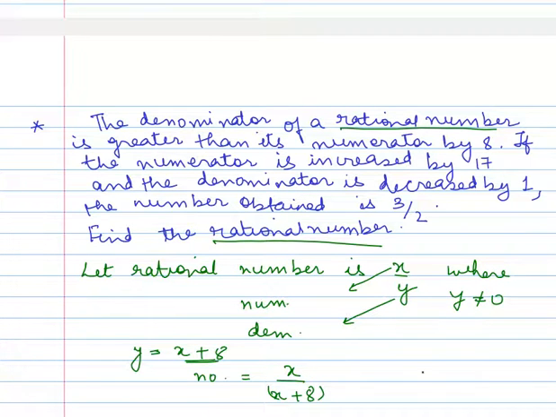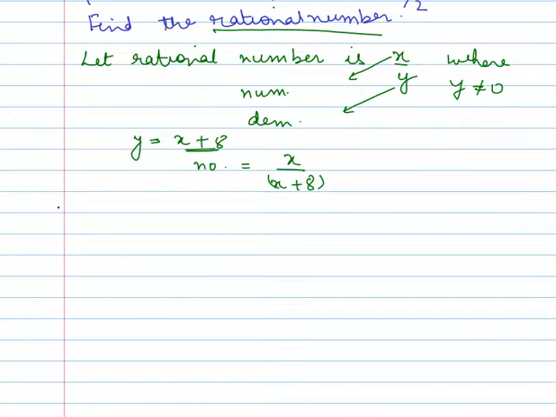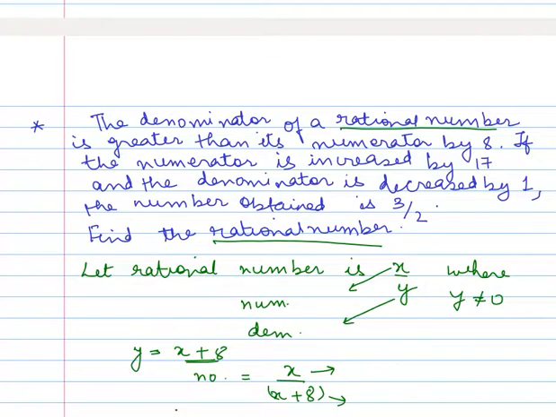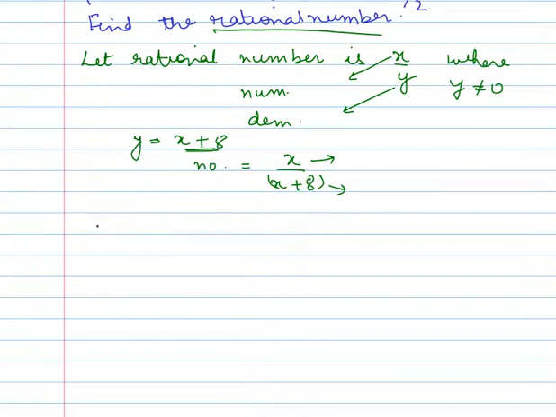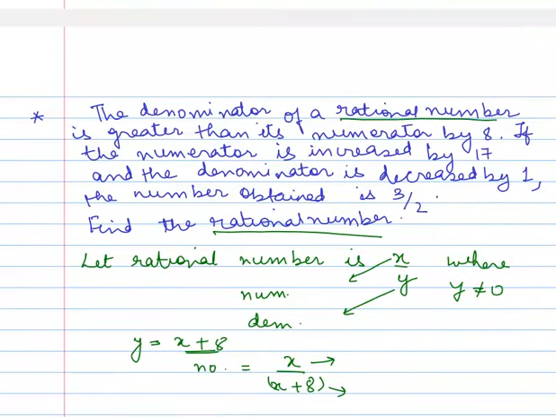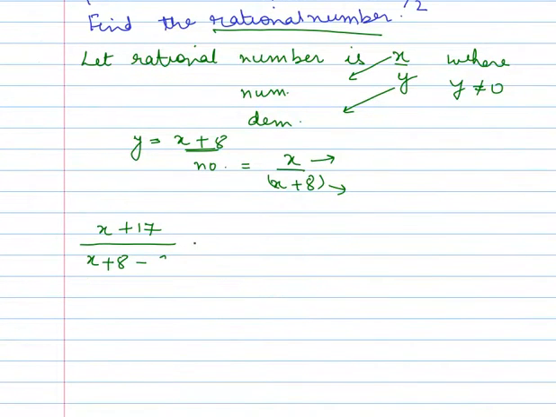If the numerator is increased by 17, again over here this is the numerator, this is the denominator. It says that if the numerator is increased by 17 and the denominator is decreased by 1, the number becomes 3 by 2. Find the rational number.